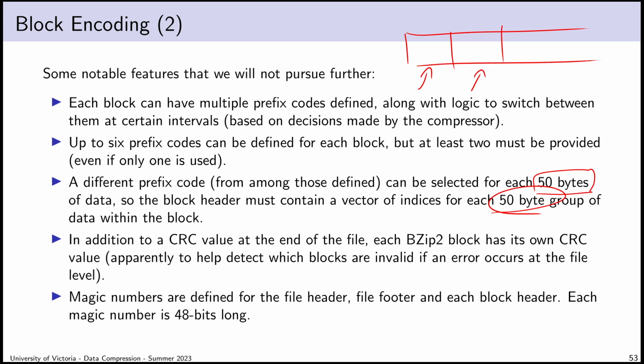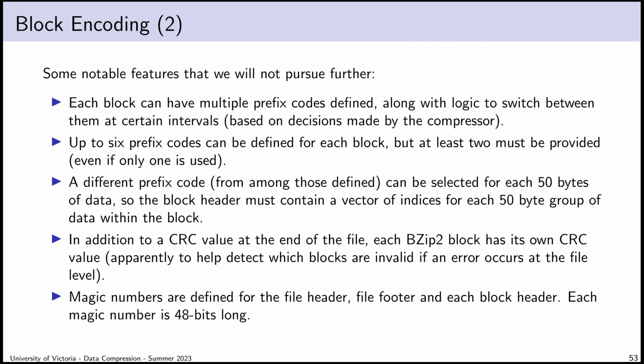That's actually quite a bit of data that I have to add for every single block, if my blocks are of size, for example, 900K. So one extra index per 50 bytes, even if I intend to use exactly the same prefix code for every single block. I would encode the same index over and over again for every 50 byte group of data. Again, here we go, wasting space.